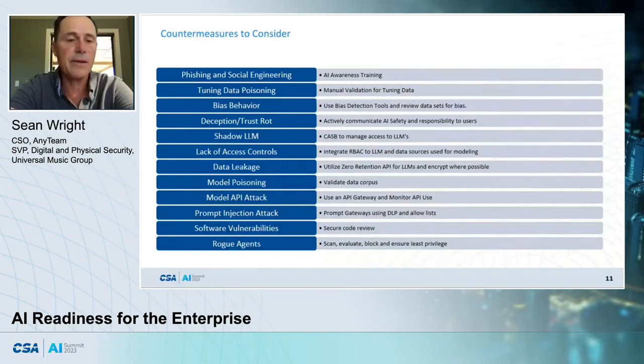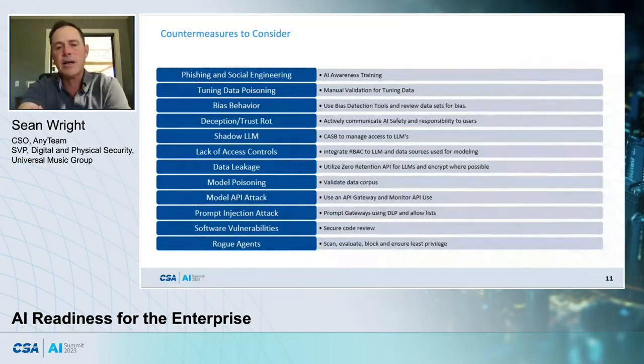Access controls. So to deal with lack of access controls, integrate an RBAC to LLMs and data sources used for modeling. Some layer of access controls that sits at ingestion. If you're using an application, even if it's a third-party application, they should have some security or some checking at ingestion to an LLM or at the point of ingestion for data sources.